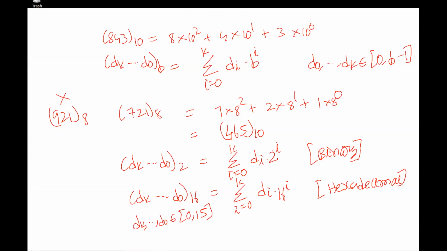So it's important to understand here. If you look at hexadecimal digits, 0 to 9 is not an issue. But after that, 10 will be represented as A, 11 as B, 12 as C, 13 as D, 14 as E, and 15 as F.